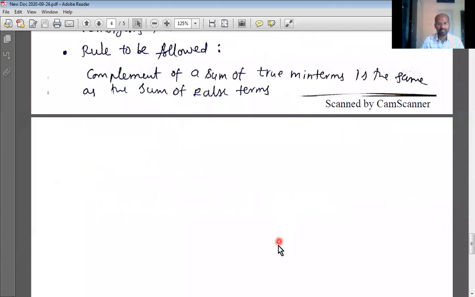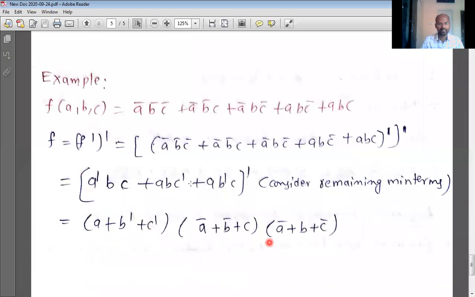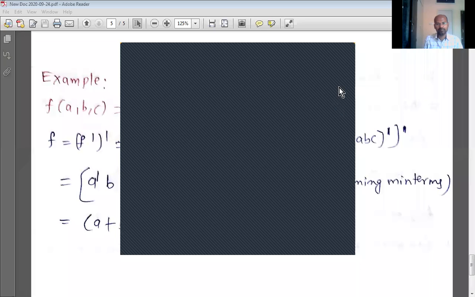Let's use an example. Now, in this example, is this a canonical sum of product form? Yes, because each term is a minterm. This is a minterm, this is a minterm, this is a minterm, this is a minterm, this is a minterm, and we have sums. So it is a canonical sum of products, and we want to convert that into canonical product of sums.